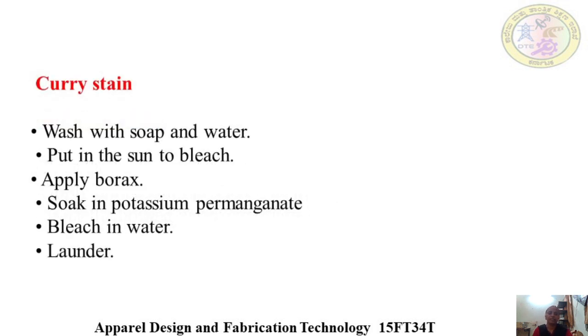Next is the curry stain. How to remove the curry stain? Wash with soap and water. Put in the sun to bleach. Apply borax. Soak in potassium permanganate. Bleach in water and then launder. So for the curry stain, you have to follow these steps to remove it.